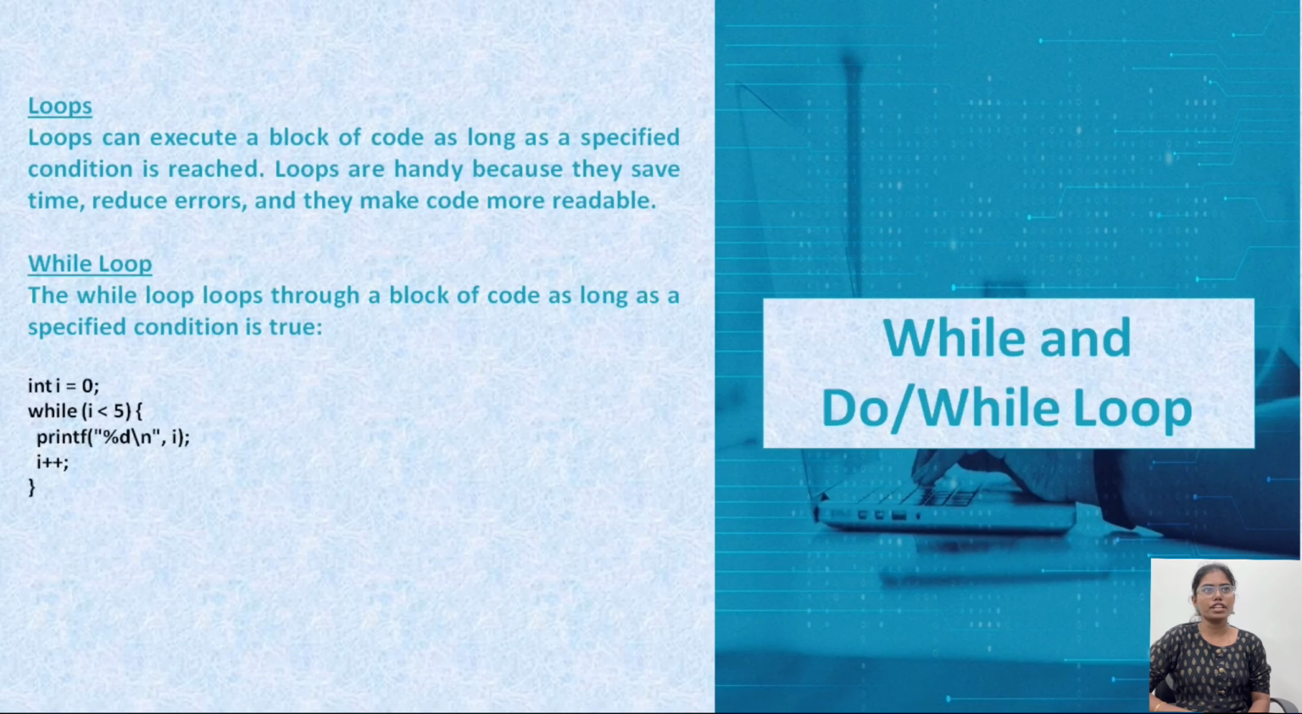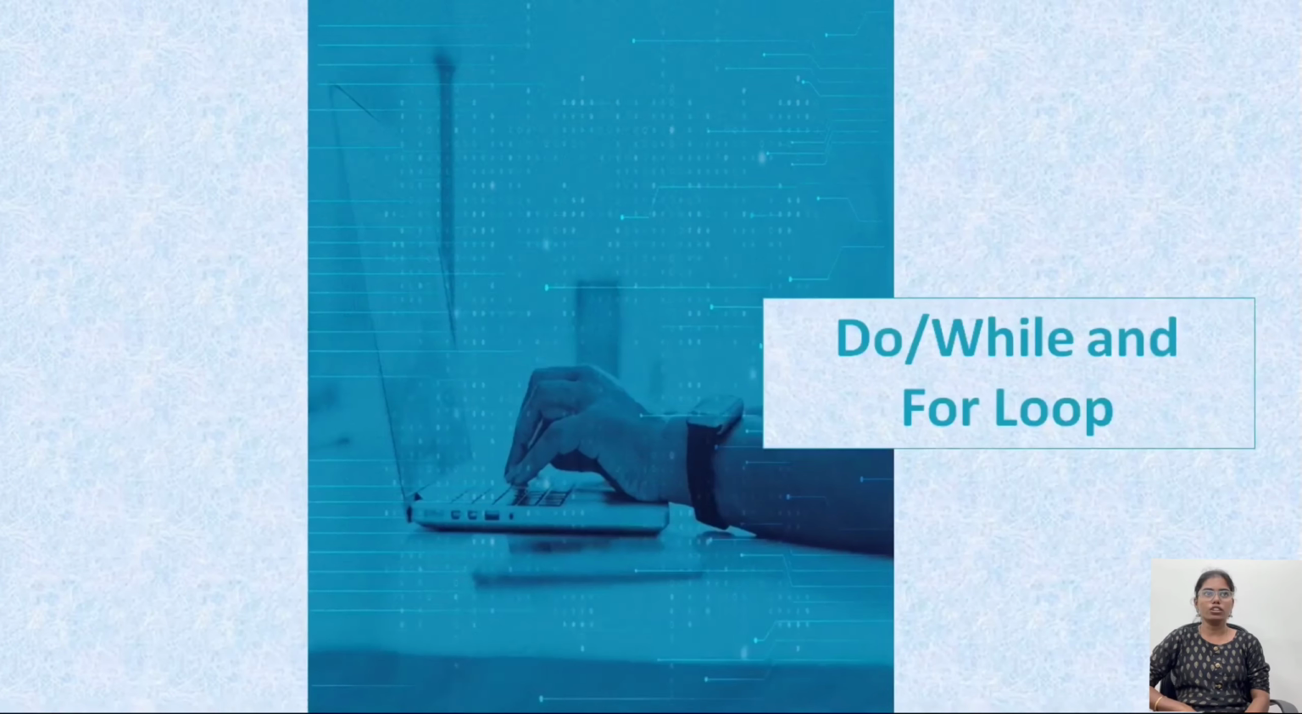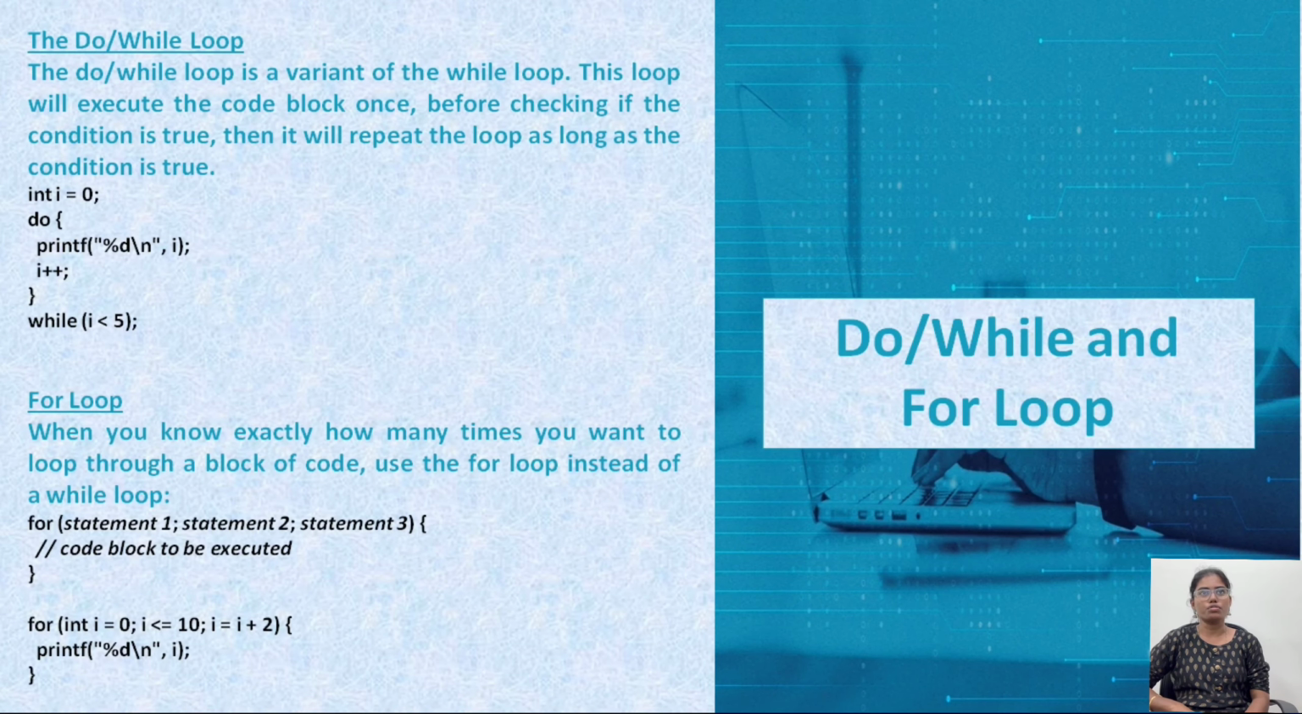Loops can execute a block of code as long as a specified condition is reached. Loops are handy because they save time, reduce errors, and make code more readable. While loop. The while loop loops through a block of code as long as a specified condition is true. The do-while loop is a variant of the while loop. This loop will execute the code block once before checking if the condition is true. Then it will repeat the loop as long as the condition is true.